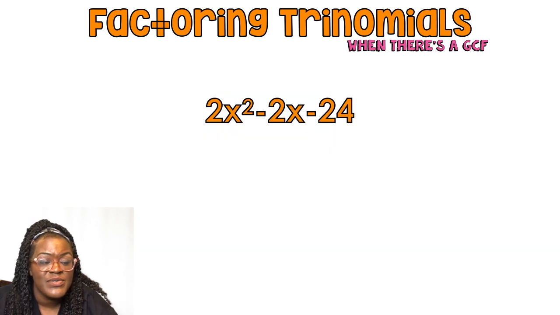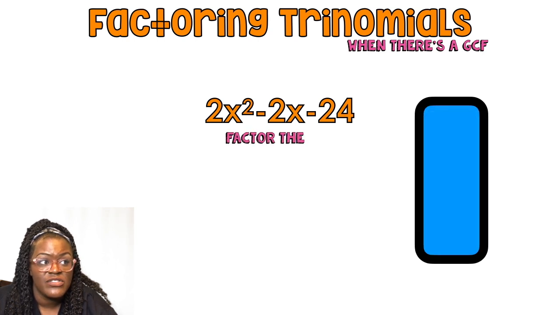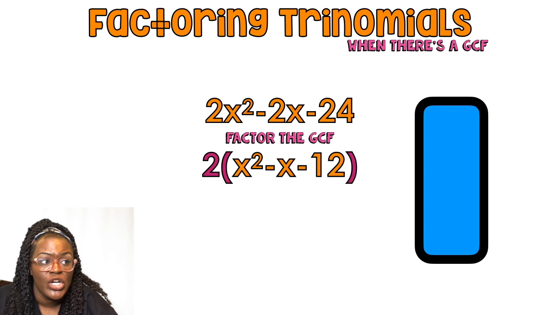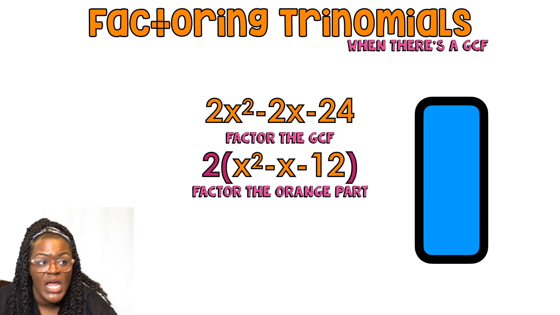2x squared minus 2x minus 24. Looking at your numbers, 2, 2, 24. What do they have in common? Factor out the GCF, 2. Good. I'm left with x squared minus x minus 12. Factor the orange part, just the orange part, people. That is an A is equal to 1.